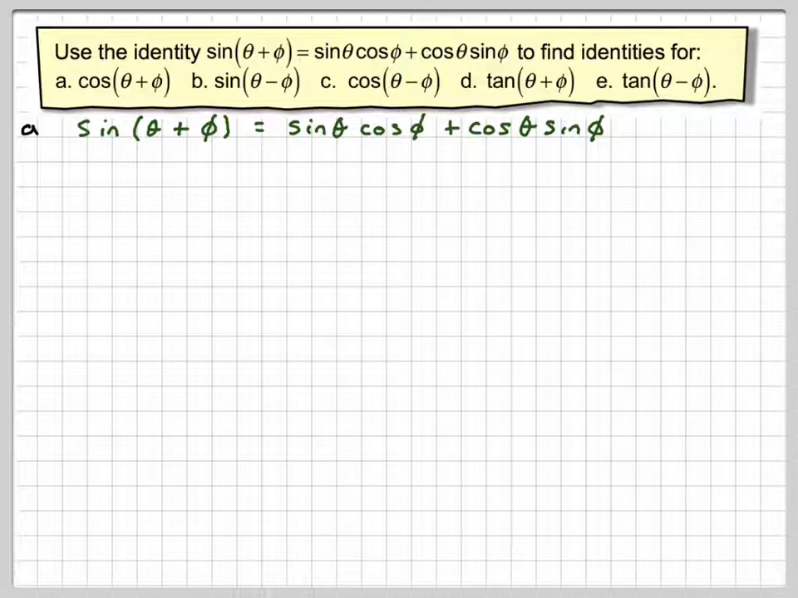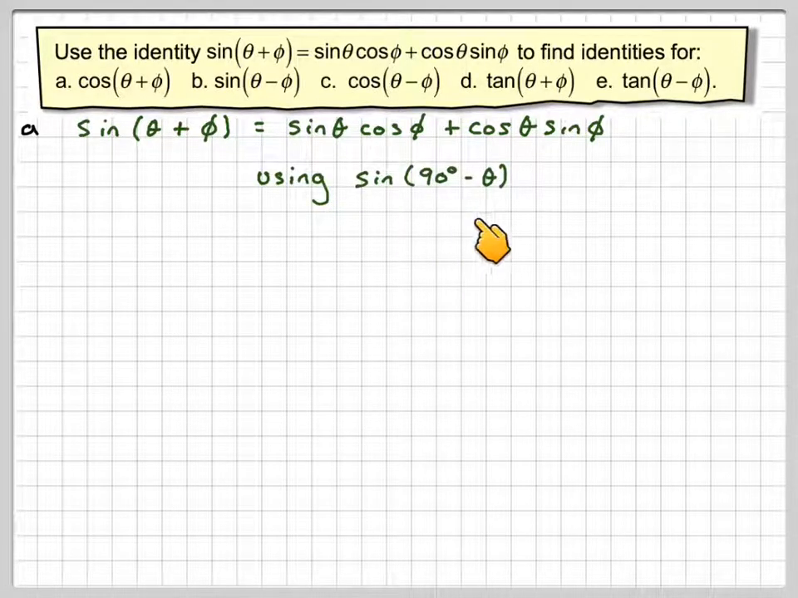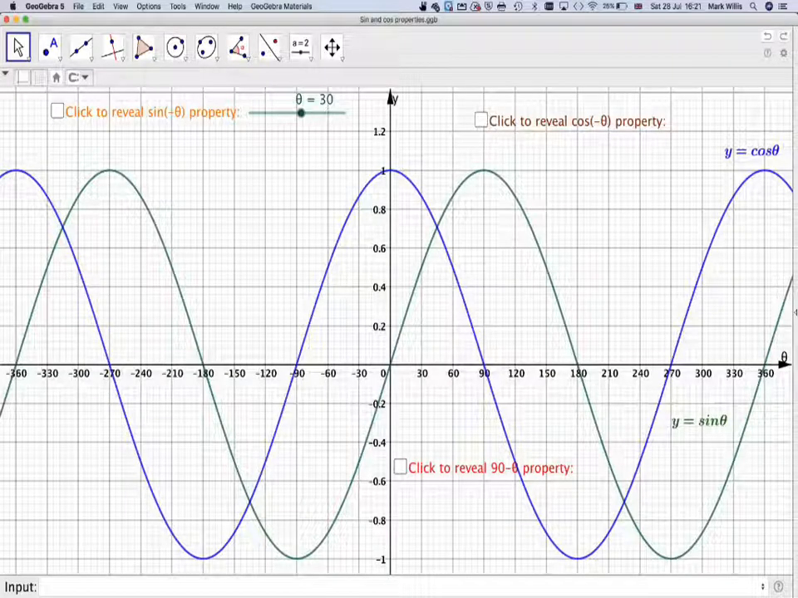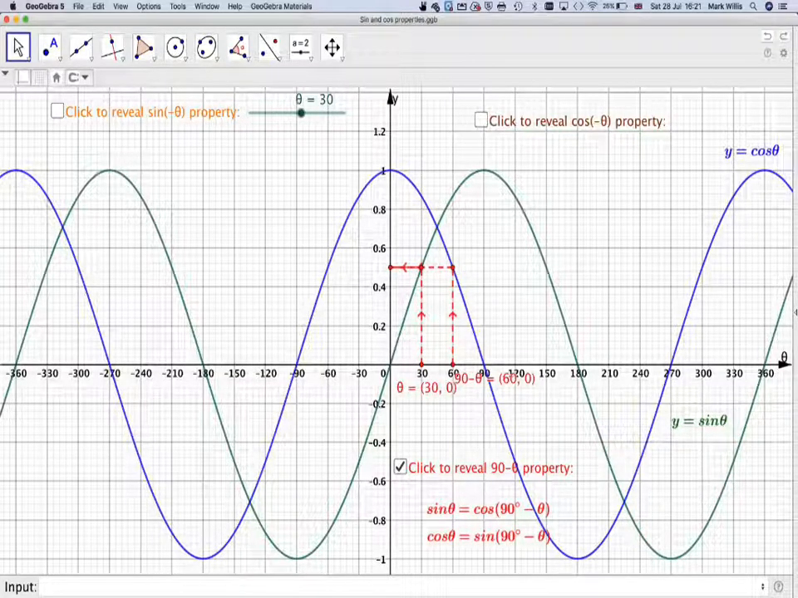So if we're going to use the idea of sine of 90 degrees minus theta, let's have a look to see what that actually means using this GeoGebra applet. The GeoGebra applet, again, I will put in the notes of the video. We've got the green graph here, which is sine theta from minus 360 to 360, and the blue one is cos theta. If we click here, at the moment theta is 30 degrees.